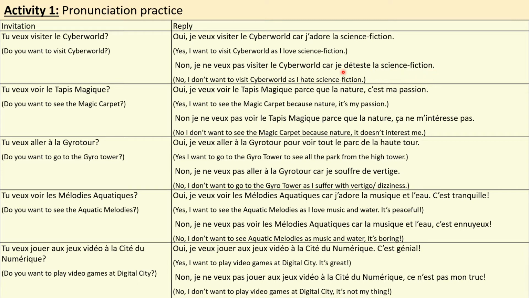Good. So now the invitation for the magic carpet. Écoutez et répétez. Tu veux voir le tapis magique? Your turn. A positive reply. Oui, je veux voir le tapis magique parce que la nature, c'est ma passion. Your turn.